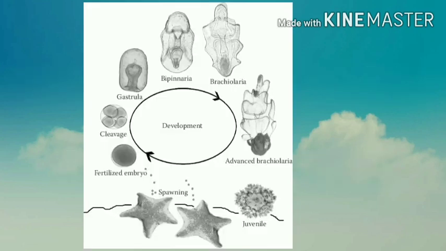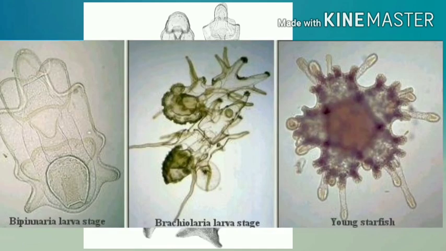So look at the picture. Here you can see the external fertilization is done. The spawning is in the water. Then the fertilized embryo is formed. Then it goes through cleavage and the gastrula is formed. Then the bipinnaria larva is formed. Then the brachiolaria larva is formed. Then the advanced brachiolaria larva develops into the young starfish.